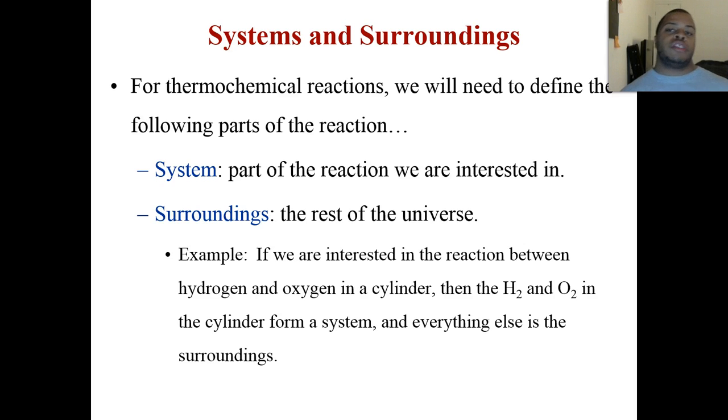Now, system and surroundings. When we do any type of reaction, we have to define 2 things: what is part of the system, which is whatever reaction we're actually focused on, and what are the surroundings, which is everything else other than what we're looking at. So the example given here, if we're interested in the reaction between hydrogen and oxygen in the cylinder, then the hydrogen and oxygen are the system. Everything else, including the cylinder that it's in, are the surroundings. So we'll look at the energy transfer between those 2 things.